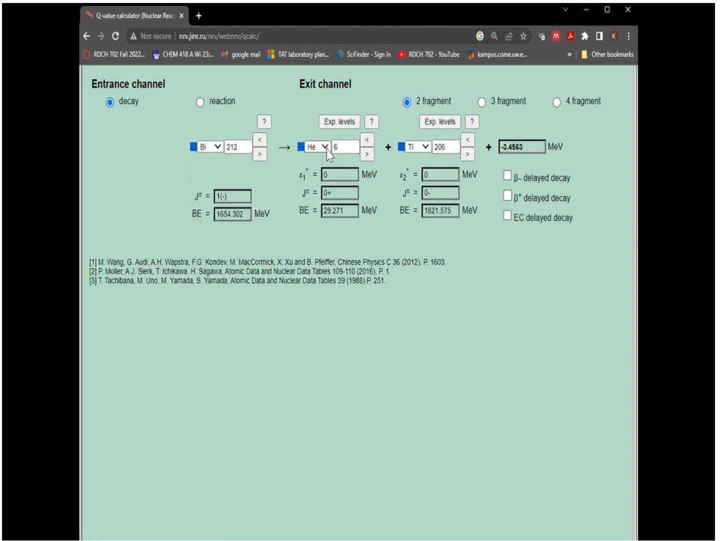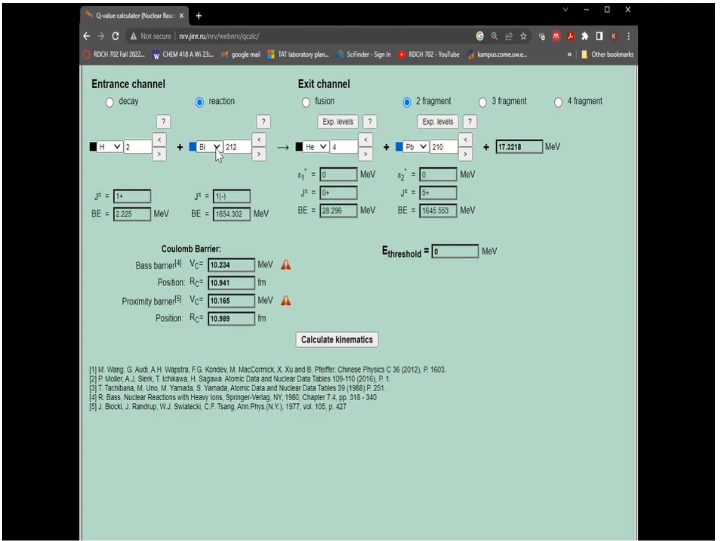Bismuth-212. Let's just make it go to an alpha particle. Thallium-208, and we get the Q value. We can do a reaction. Lead-206 plus deuterium. Let's make gold. And beryllium-11, and here's the Q value.